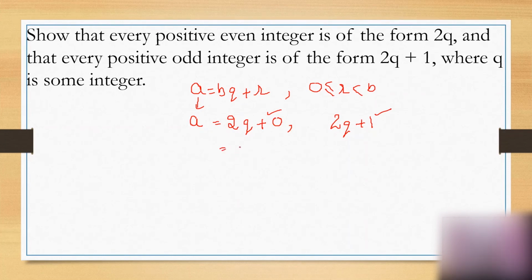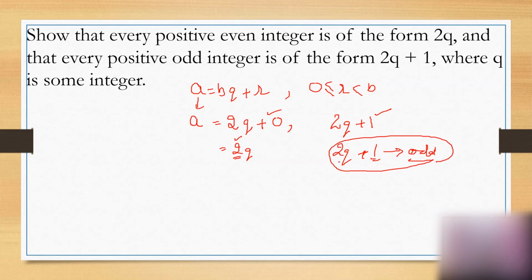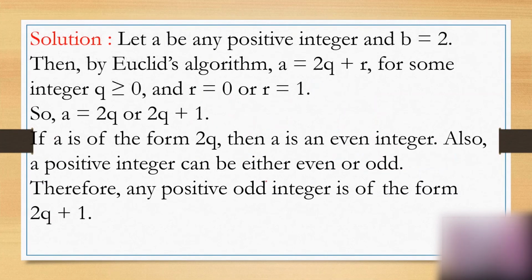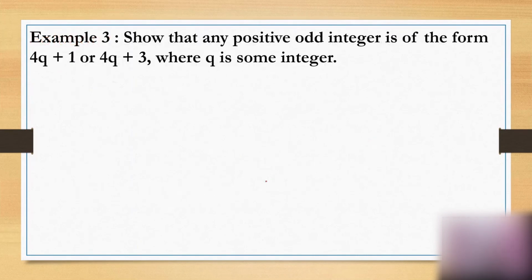From here it is clear that if a number is of this form, it is an even number because it is a multiple of 2. And if it is leaving remainder 1, it is an odd number. Therefore, odd numbers are of the form 2q plus 1 and even numbers are of the form 2q. Here is the written proof. You can go through that. Next, one more example. Let's try.